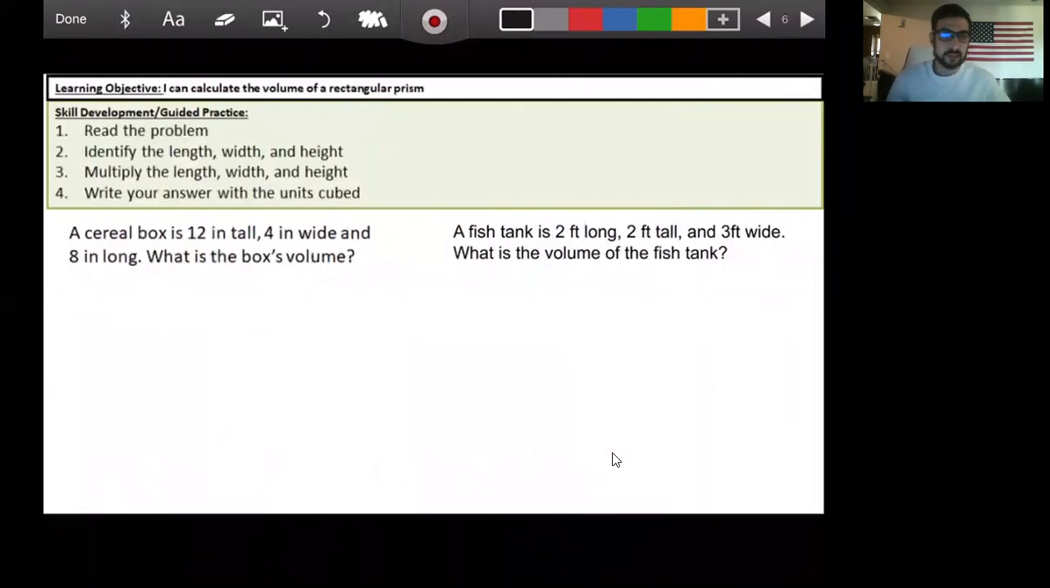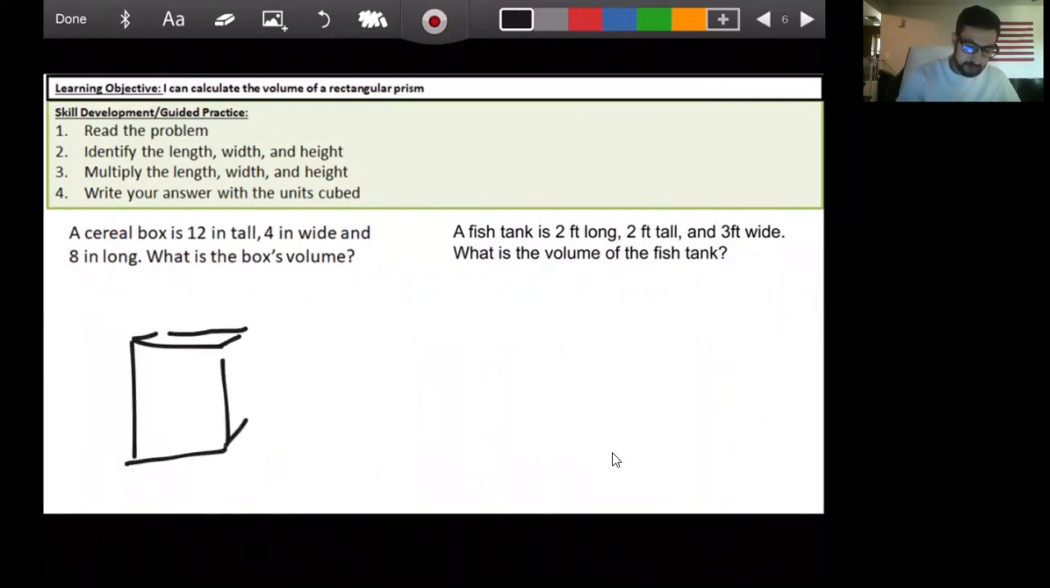All right, so our next one, a cereal box. So I have a cereal box. I'm going to draw me a model of a cereal box. Anytime I'm doing geometry stuff, I like to draw a model to help me visualize. So it's 12 inches tall, 4 inches wide, and 8 inches long. What is the box's volume?